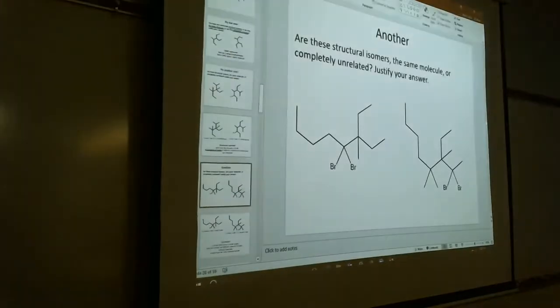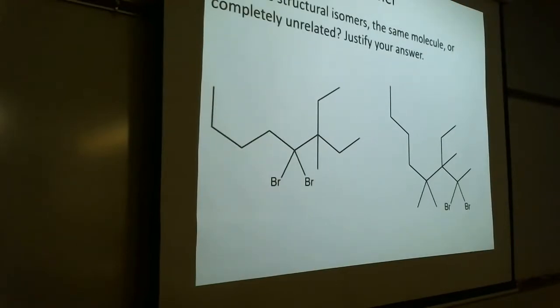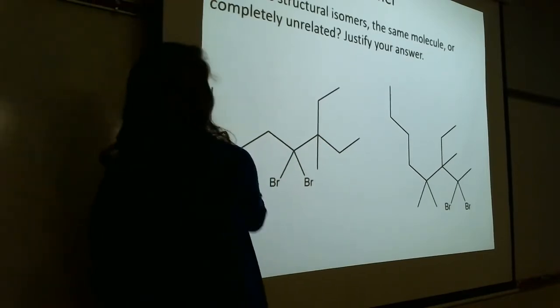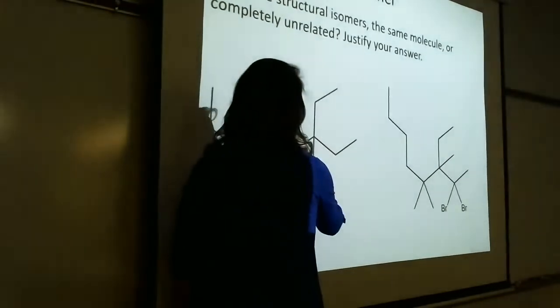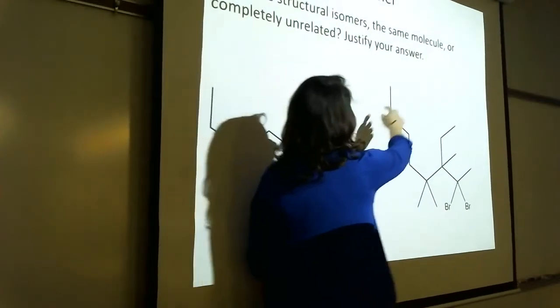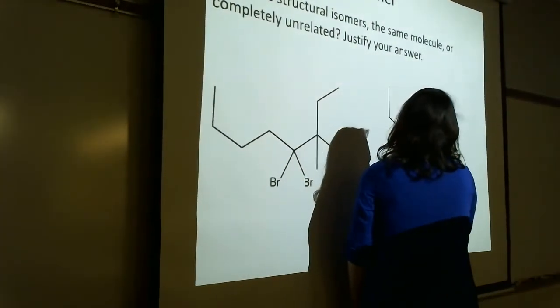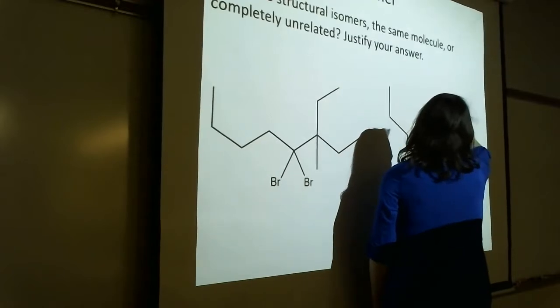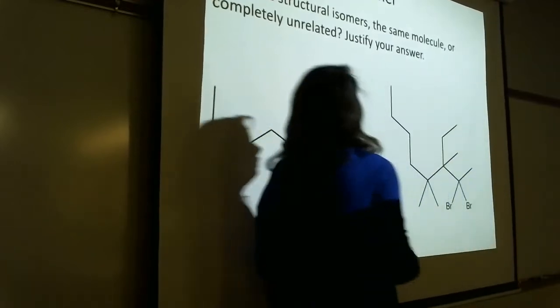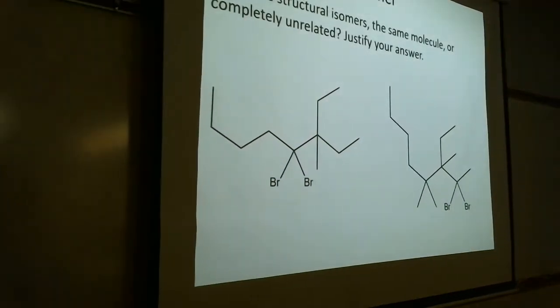All right, let's go through this one and see what we got. So we know that there are two bromines. Woohoo! We just need to count carbons and count hydrogens, right? 1, 2, 3, 4, 5, 6, 7, 8, 9, 10, 11. 1, 2, 3, 4, 5, 6, 7, 8, 9, 10, 11, 12, 13. So what do we get here?